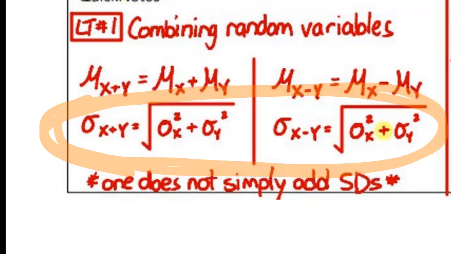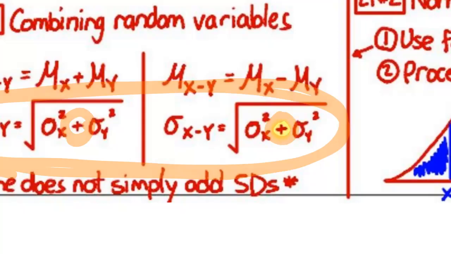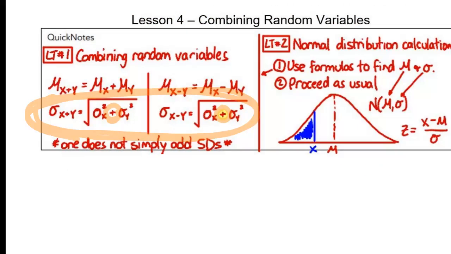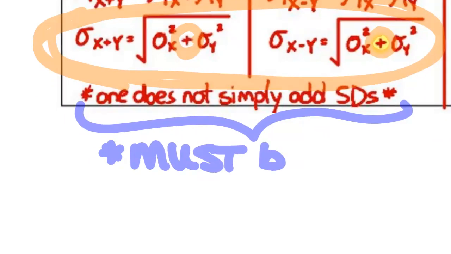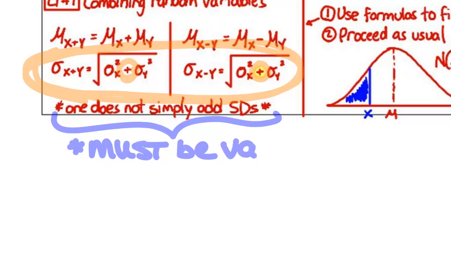They're the same. We add here, which makes sense because I'm adding my two random variables. But when I'm subtracting the random variables, we still add the variances. When you subtract the random variables, you subtract for the mean, but you add the variances. One does not simply add standard deviations. It must be the variance.